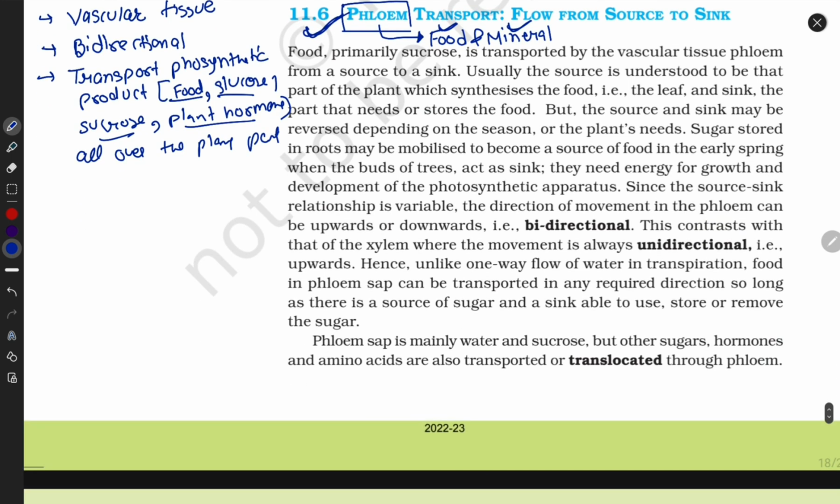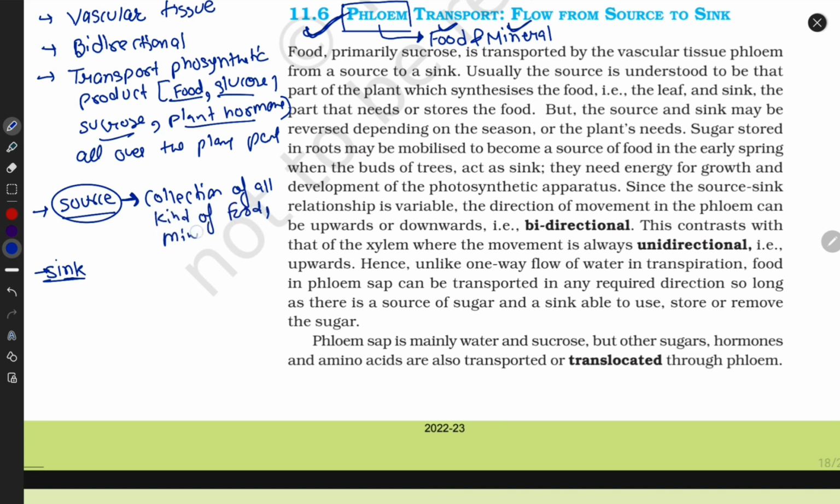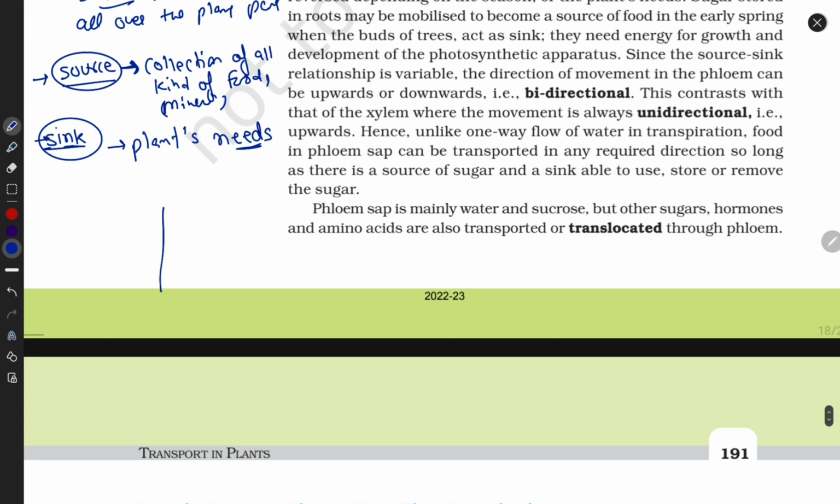Okay, I'm clearing two terms. What is the meaning of source and what is the meaning of sink? Listen to me carefully. Here, the source works as a shop, a collection of all kinds of food and minerals. There are lots of food and minerals over there. And the sink is the zone where the plant's needs are. They require food and minerals. Like, look at me, guys. This is the plant. I know this is not a plant, but assume. Here the leaves synthesize lots of food by photosynthesis, so these leaves work as a source.